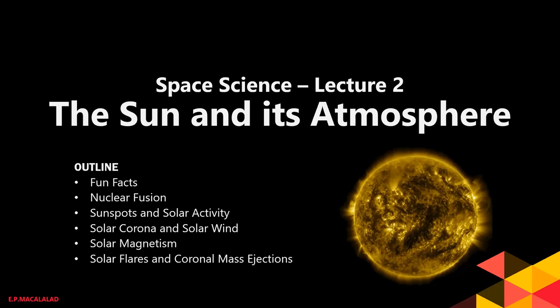We're also going to talk about solar magnetism, because basically the sun is a ball of plasma, so it contains charged particles that are fluid in nature. Therefore, they are moving and they have some form of magnetism. And this magnetic field created by the sun actually affects our own magnetic field. We're also going to look into some special transient solar phenomena, such as solar flares and coronal mass ejections. So let's have some basic facts.